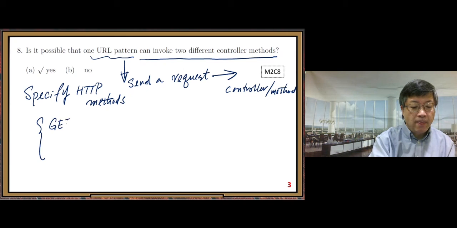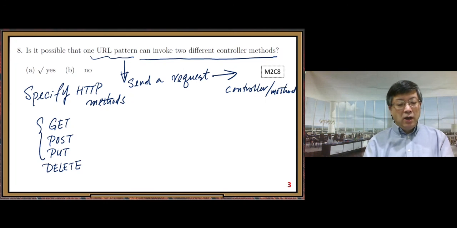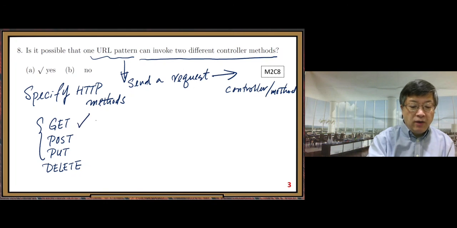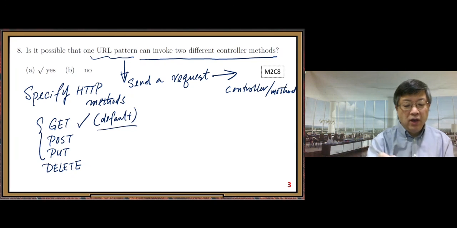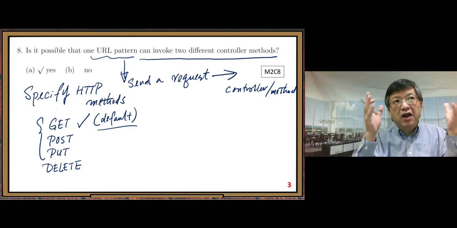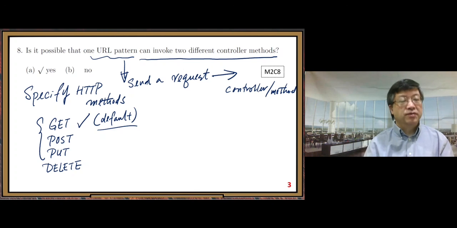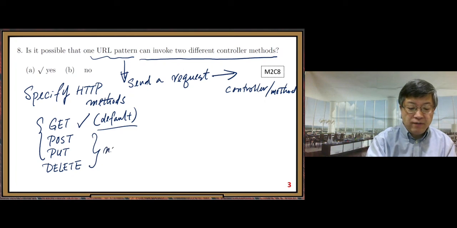Here I'm talking about 4 different methods. First one, get. Second one, post. Third one, put. Fourth one, delete. Among these 4, get is the default HTTP method. That means if you do not specify explicitly, the get method is used. Now, all the remaining non-default ones, you have to specify. If you want to use any of them, you have to specify their name.